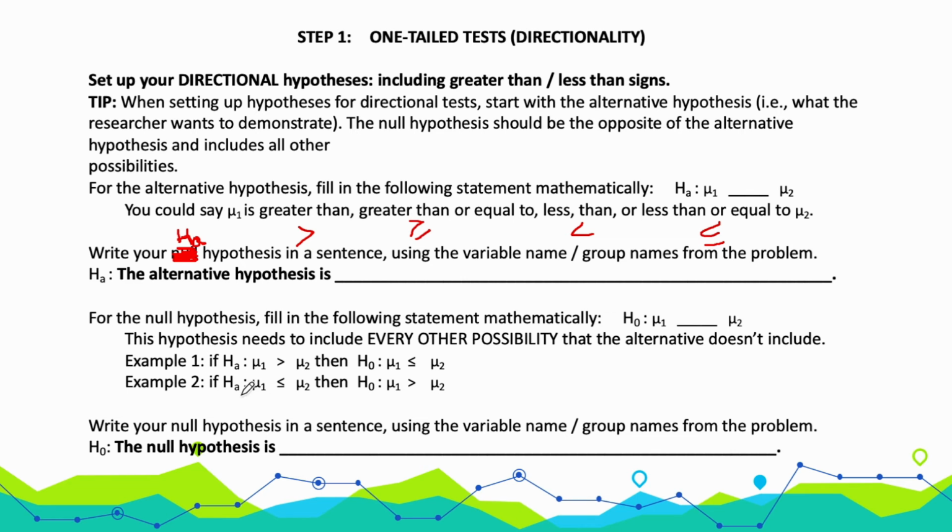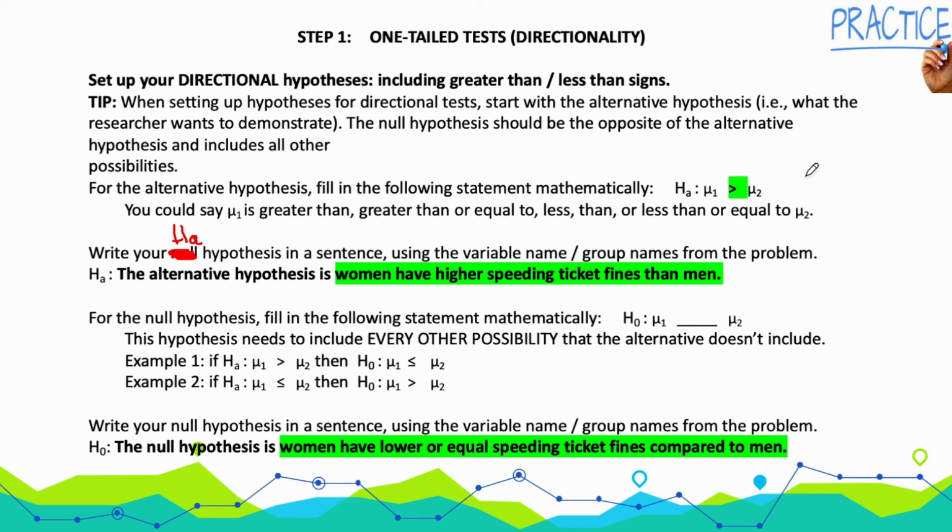Here's another example. If your alternative hypothesis is that mu1 is less than or equal to mu2, then your null hypothesis should just be a greater than sign, not including an equal sign. So mu1 is greater than mu2. A good way to know that you're doing this right is that you're going to have one sign that doesn't include an equal sign in it and one sign that does in every hypothesis pairing. Write your null hypothesis in a full sentence and you're good to go.